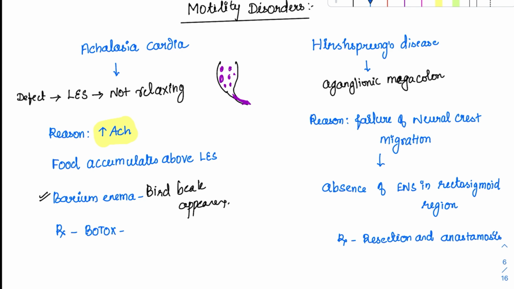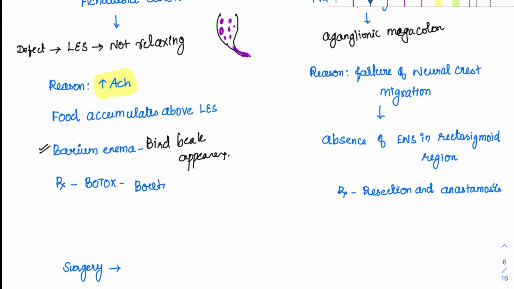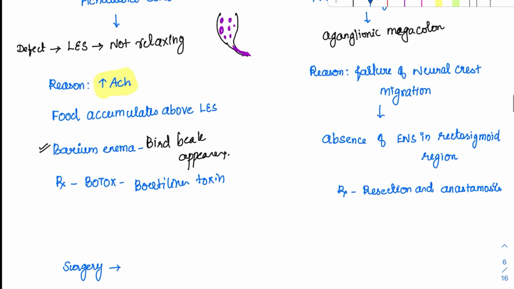So what is the treatment for this? We have to ideally reduce the amount of acetylcholine that is being produced at the lower esophageal sphincter. Here we can use one toxic substance actually, but in very minute doses. That is called Botox. Botox is nothing but the botulinum toxin. This botulinum toxin is also used on the face to reduce wrinkles, as a beauty product, but the dose should be very minimal, otherwise it is a severe toxin and the person will die. So this botulinum toxin is given.